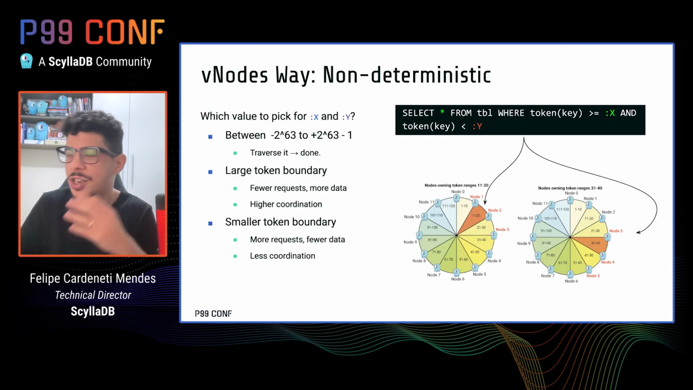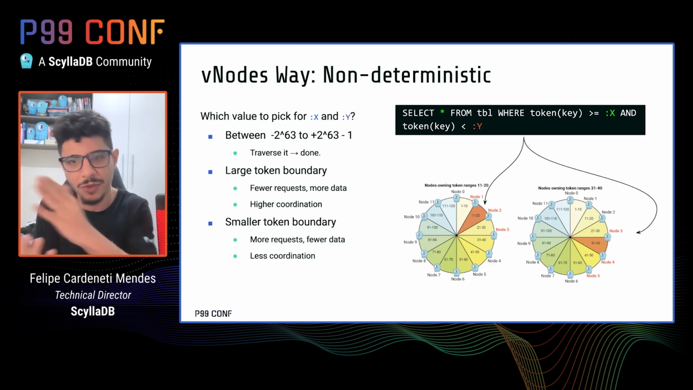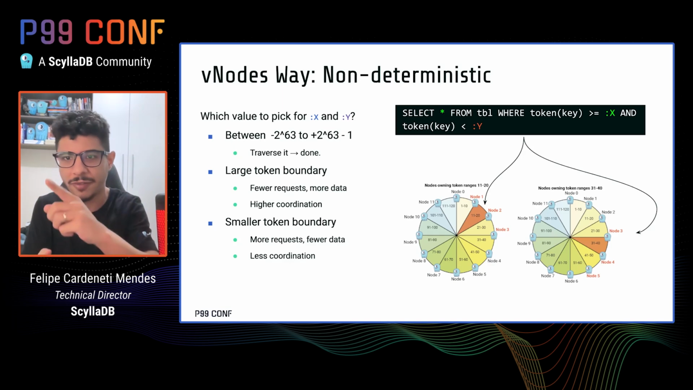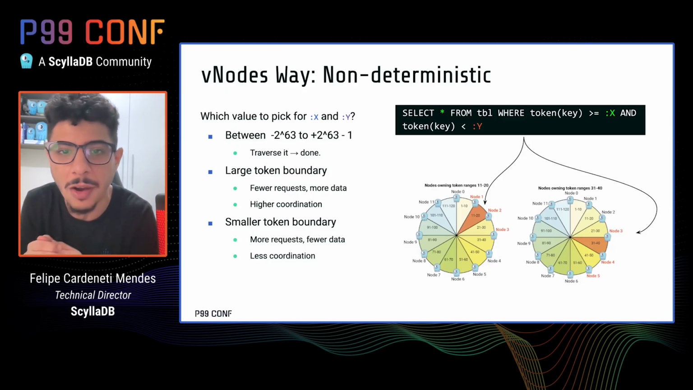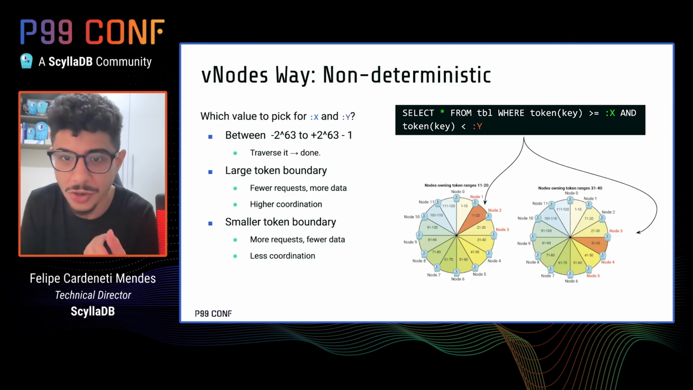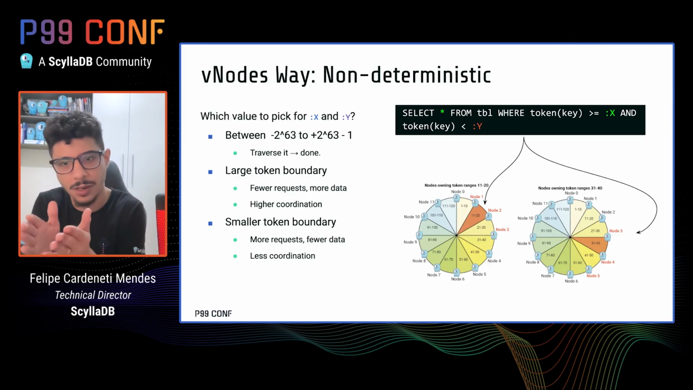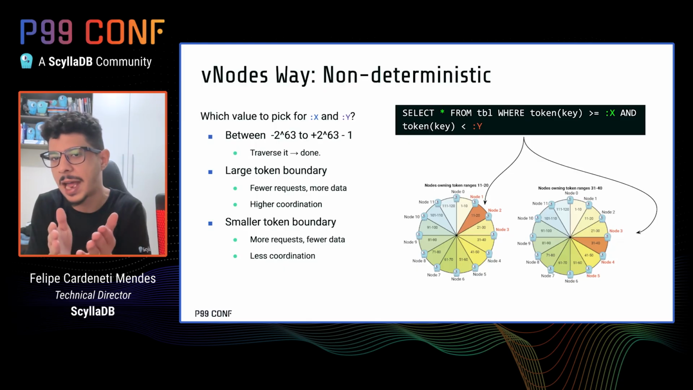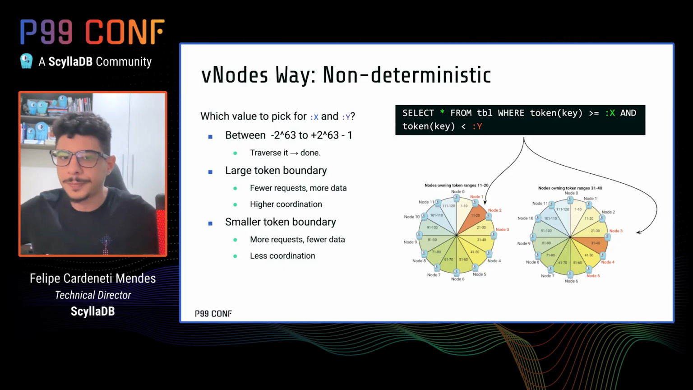And let's think about it for a second. So the larger your token ranges get, the fewer requests you have to execute so you can fully traverse your ring, and higher coordination overhead gets introduced. In particular, you get closer to the naive example in the previous section, the larger your token ranges get.